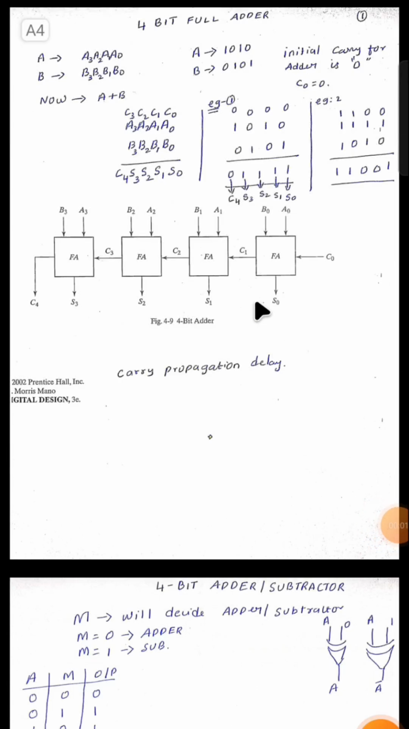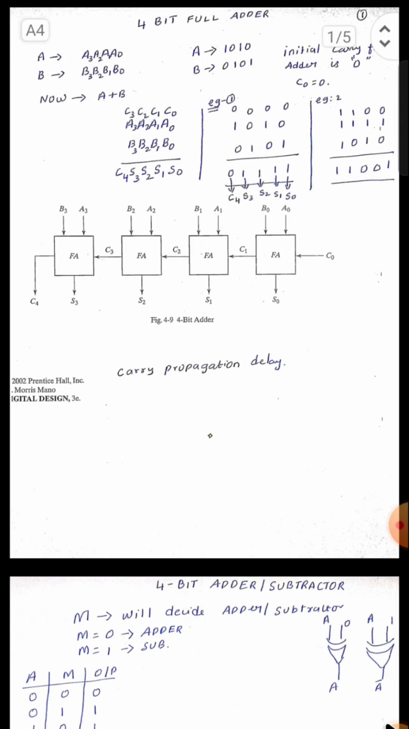In this video lecture, we are going to see about the 4-bit full adder. The work of a 4-bit full adder is that it adds 4 bits, that's it. Say for example, A will have 4 bits, A0, A1, A2, A3. Similarly, B will have 4 values, B0, B1, B2, B3.